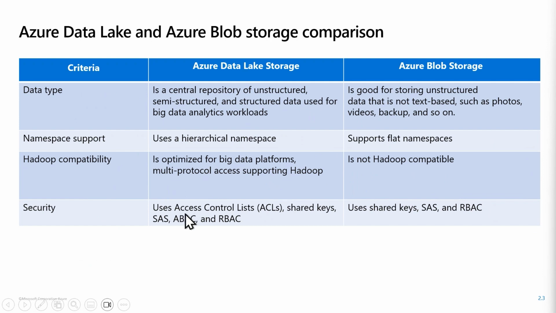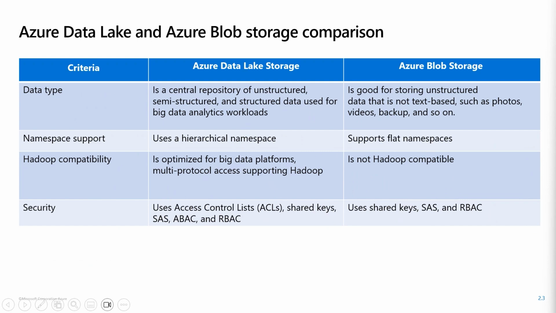From a security perspective, we can use a variety of access control list approaches, shared keys, shared access signature, attribute-based access control, and role-based access control, whereas blob storage itself is using a flat namespace, not having support for Hadoop, and only uses a subset of that, like the shared keys, shared access signatures, and the role-based access control.